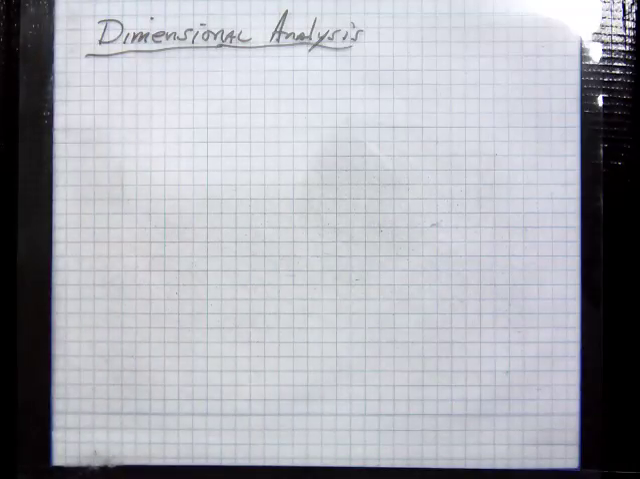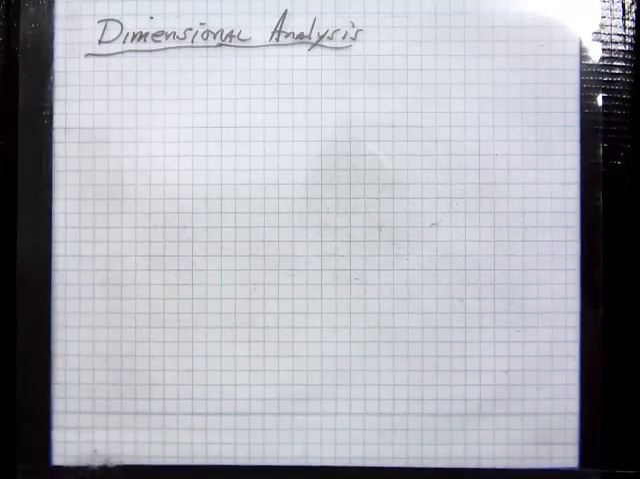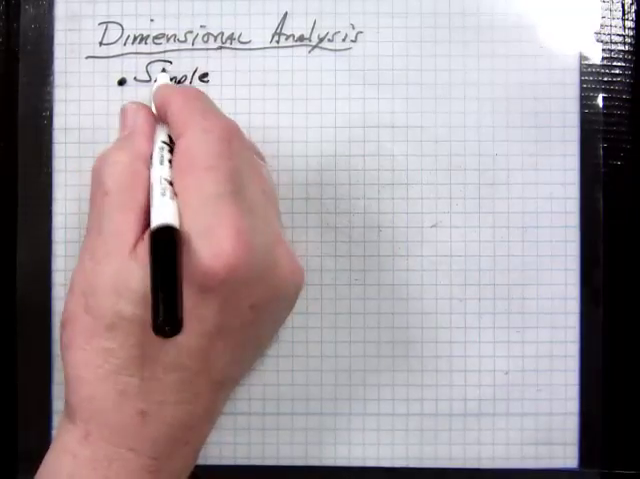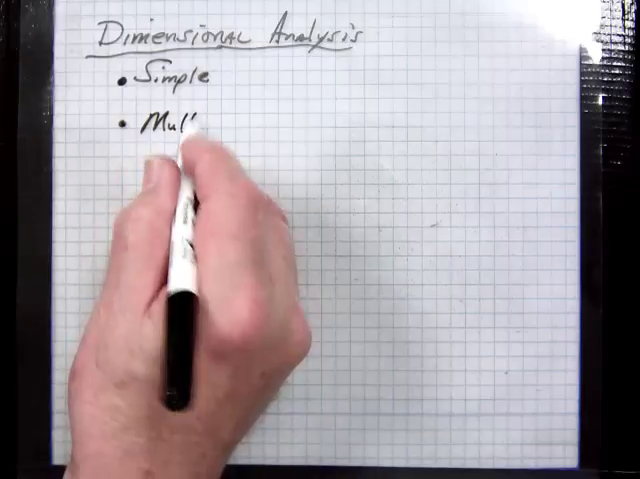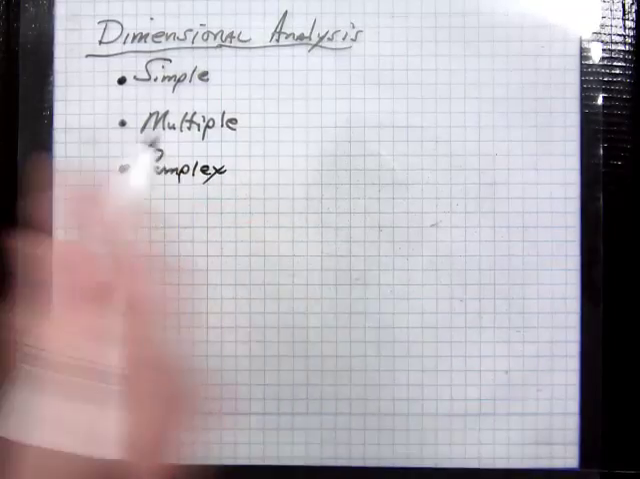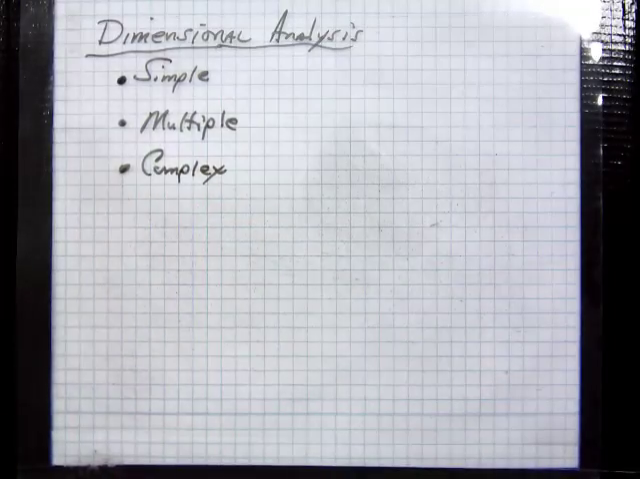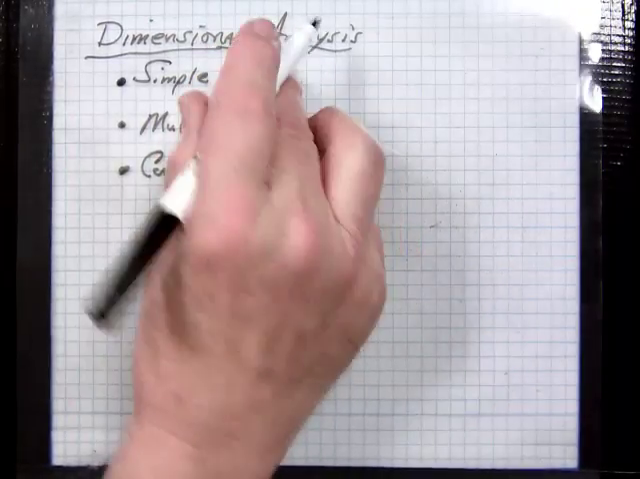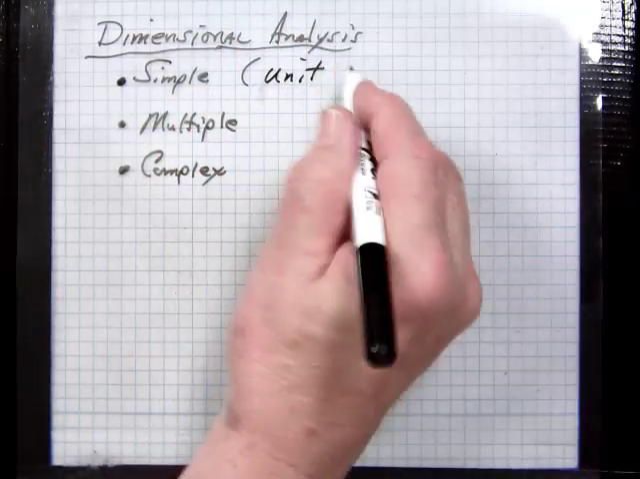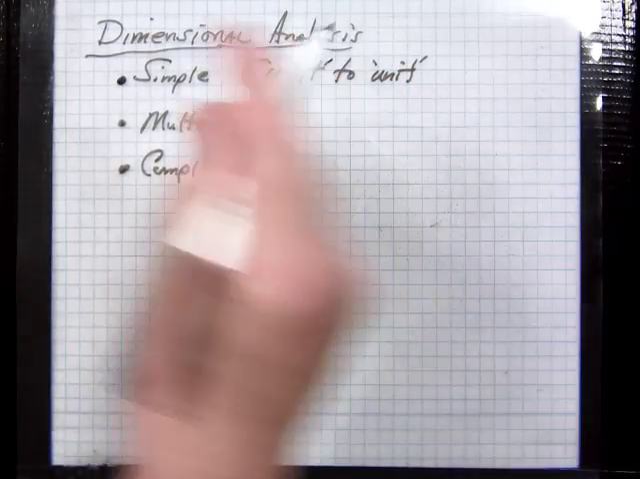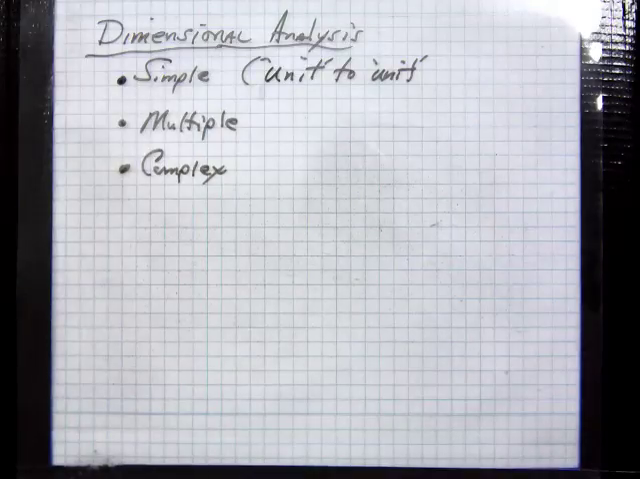This I divide into three types of conversions. Simple conversions, multiple conversions, and complex conversions. When we talk about simple conversions, that's a single unit to single unit, unit to unit. Grams to pounds. All right. Seconds to years. So that's a single unit to a single unit.